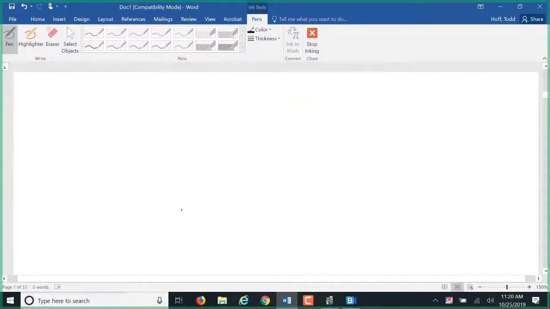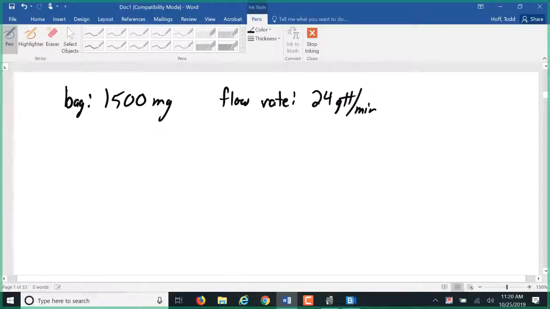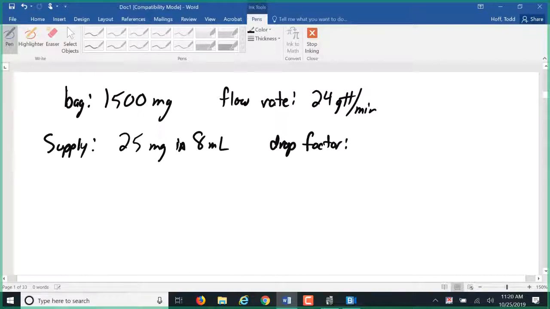I'm going to put one of these up here for you to work on over break if you would like. So let's say our bag, 1,500 milligrams, is currently set at a flow rate of 24 drops per minute. The supply label states it's 25 milligrams in 8 milliliters. Drop factor of 12 drops per milliliter. Again, please take a break. If you get back early and want to work on that, go for it. Start up again at 11:30.